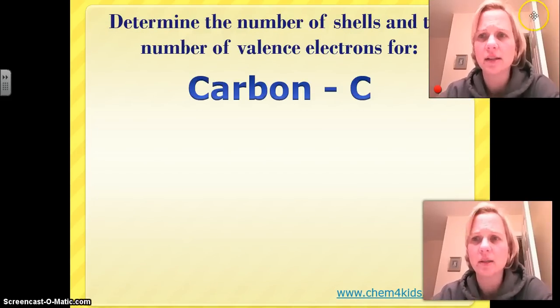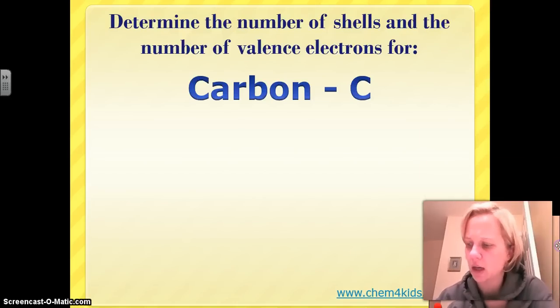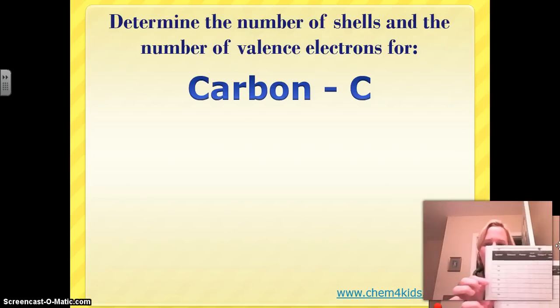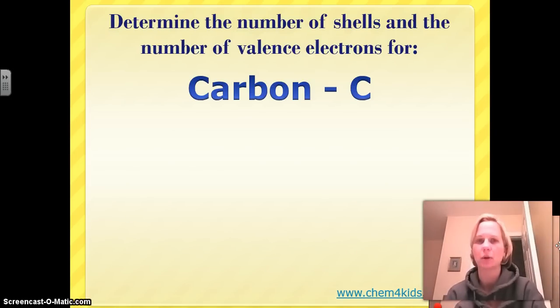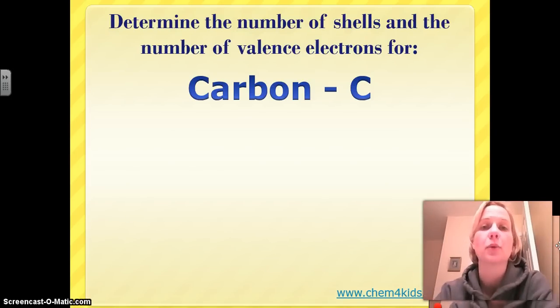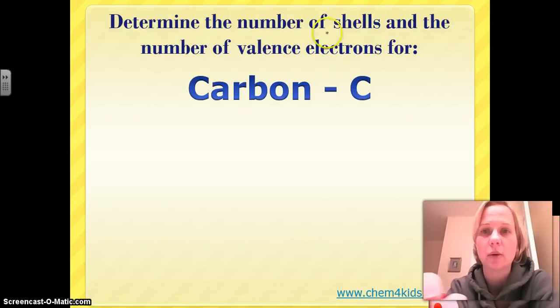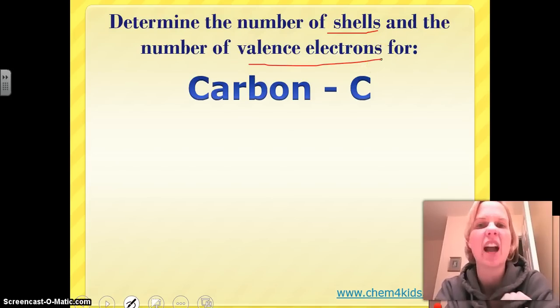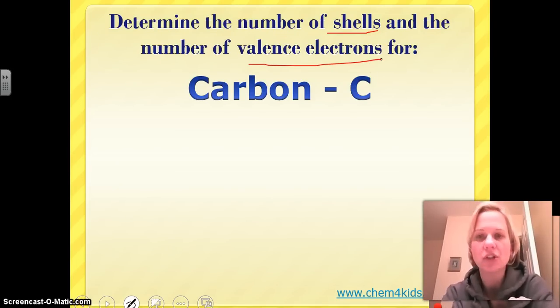All right. So now what we're going to do is turn our worksheet over to the back. On the back side, you have a chart. We're going to try to go through and determine the shells and the number of valence electrons. So we want the shells, how many circles we're going to draw, and then how many electrons are in the outer shell. Okay, so we first start off with carbon.